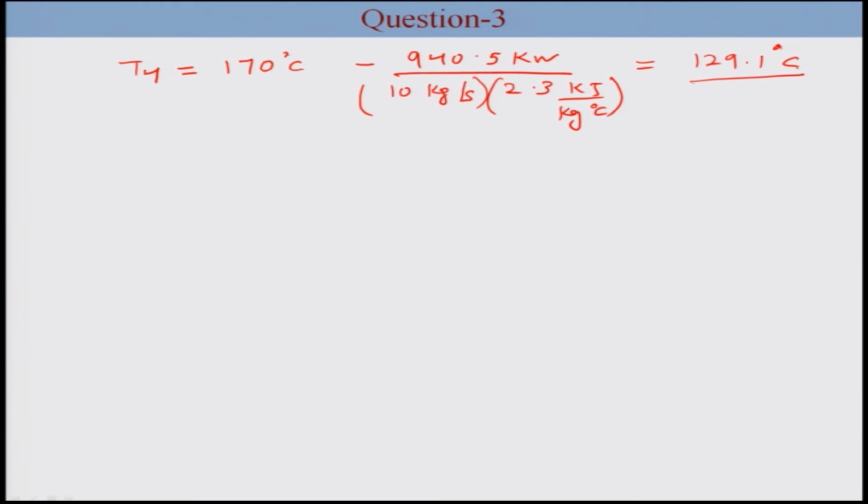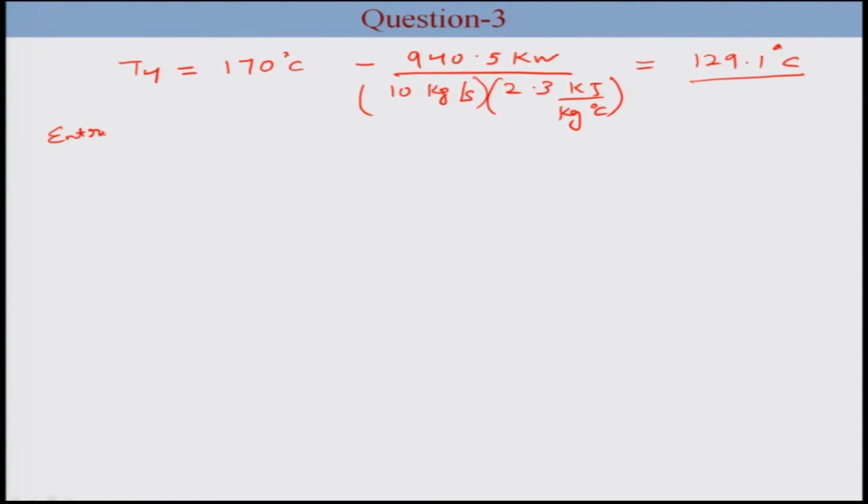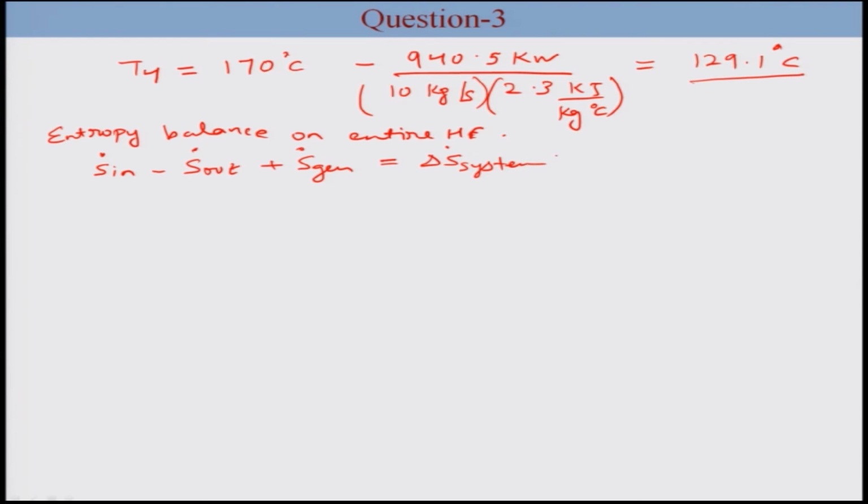The second problem is the rate of entropy generation in the heat exchanger. So, if we apply entropy balance on the entire heat exchanger, it is S in dot, in the rate form, minus S out dot plus rate of entropy generation is equal to rate of change of entropy of this system. For a steady flow system, this term is 0.